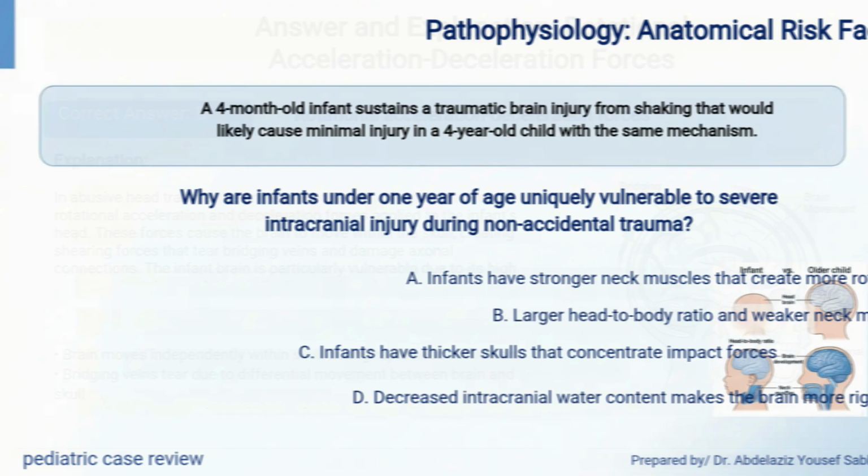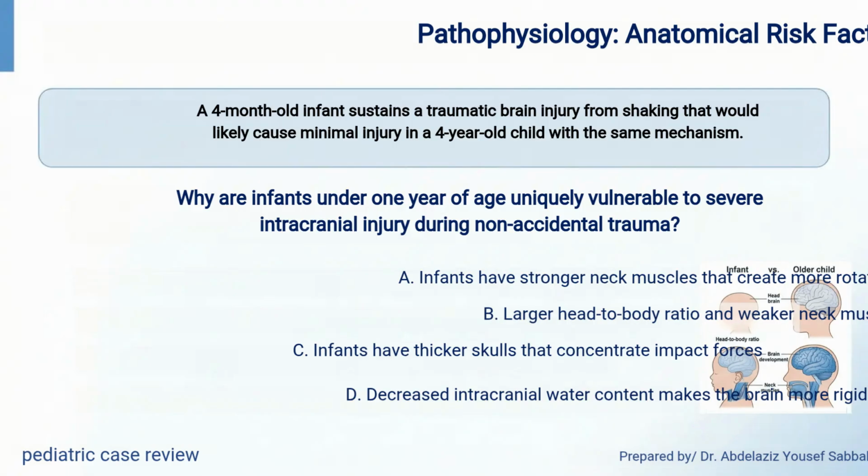Case 6. A 4-month-old infant sustains a traumatic brain injury from shaking that would likely cause minimal injury in a 4-year-old child subjected to the same mechanism. Why are infants under 1 year of age uniquely vulnerable to severe intracranial injury during non-accidental trauma?